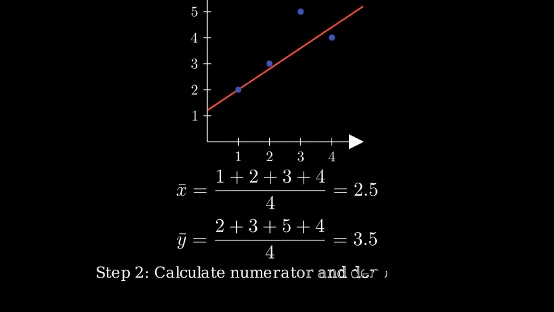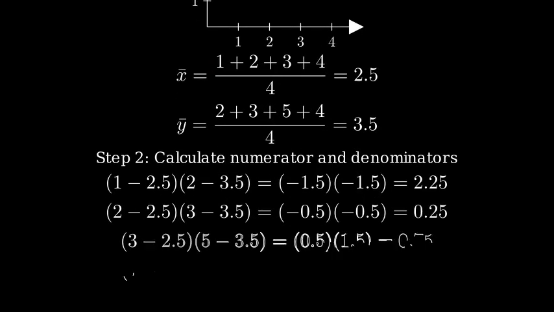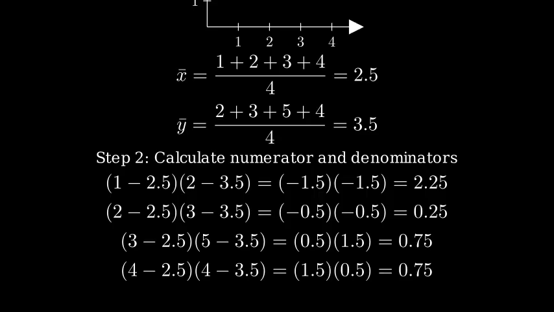Step 2. Calculate the numerator and denominators. For the numerator, we compute the sum of (x_i minus x bar) times (y_i minus y bar). Let's calculate each term. For the first point, (1 minus 2.5) times (2 minus 3.5) equals negative 1.5 times negative 1.5, which is 2.25. For the second point, (2 minus 2.5) times (3 minus 3.5) equals negative 0.5 times negative 0.5, which is 0.25.